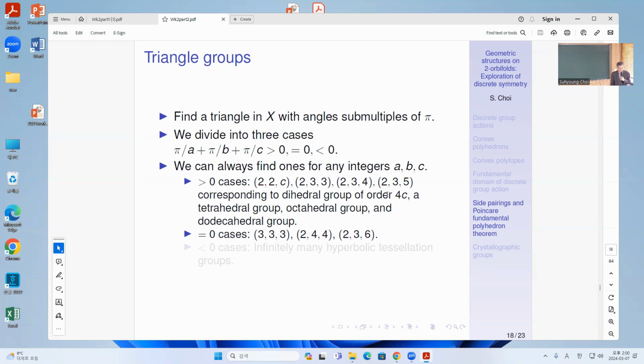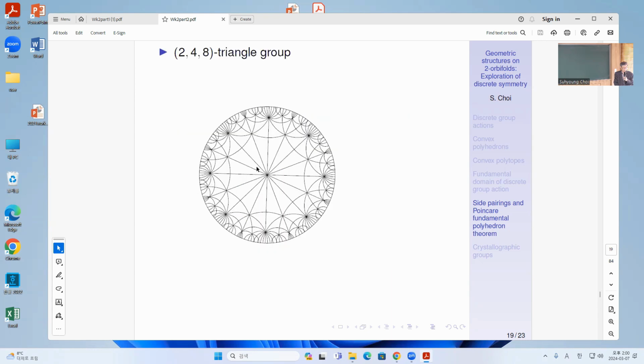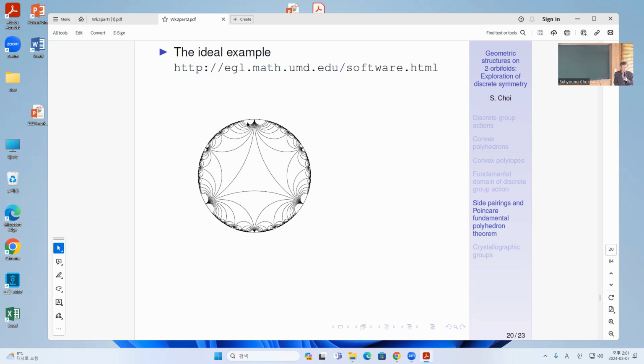And the equal to pi cases are these 3. So these are the Euclidean ones. The first one has a regular fundamental triangle as a fundamental domain. This will have 2 right angles and so on. And in the less than pi case, there are infinitely many hyperbolic tessellation groups. So for example, this will be hyperbolic, the 2, 4, 3 triangle group. And this is even the ideal one, so you take an ideal triangulation and then reflect. This will just give you a free group.